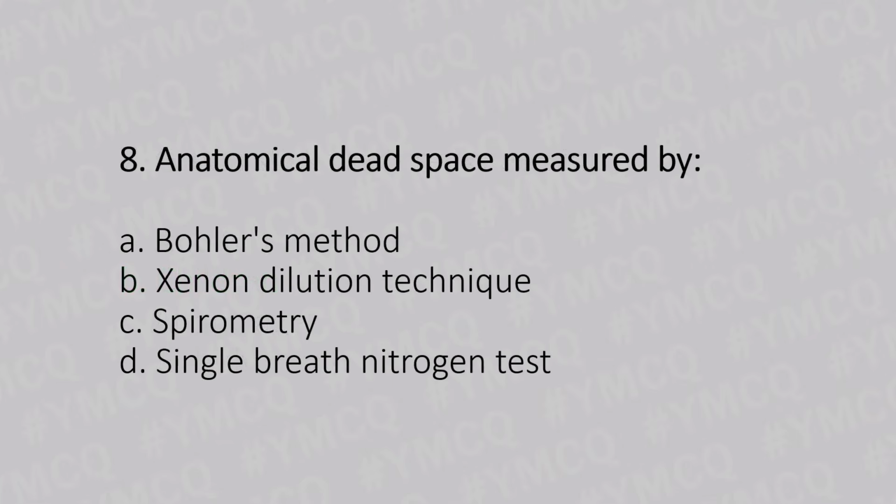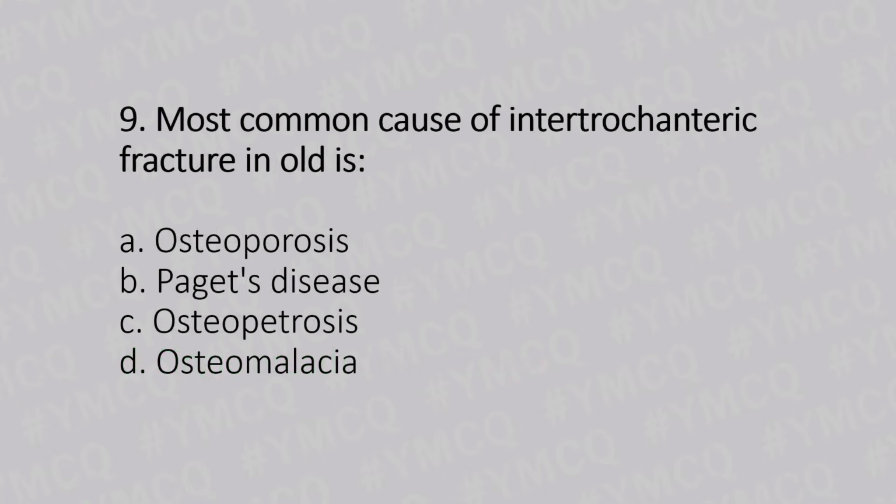Anatomical dead space is measured by option A, Bohr's method. Option B, Zion dilution technique. Option C, spirometry. Option D, single breath nitrogen test. And the answer is option D, single breath nitrogen test. Moving to ninth question. Most common cause of intertrochanteric fracture in old is option A, osteoporosis.